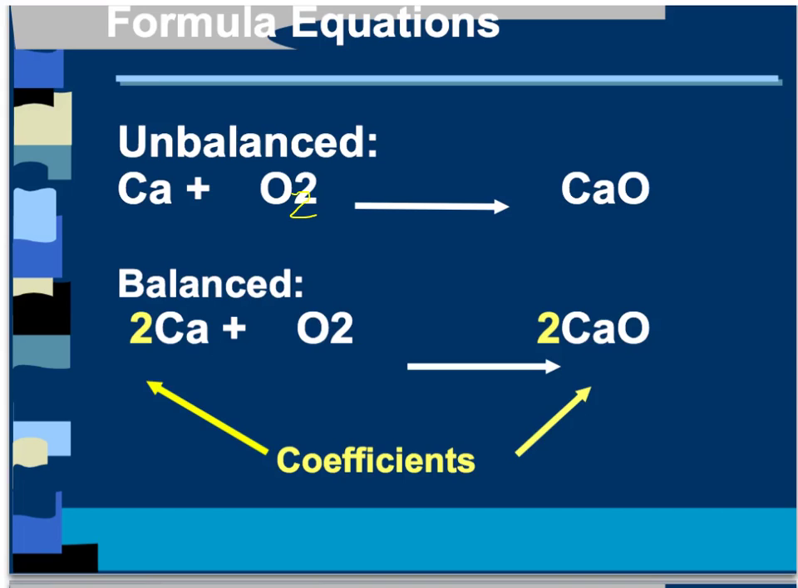We have two oxygens on this side and only one over here. So in order to get two oxygens on the product side, we need to put the 2 in the front. But now that's given us two calcium, so now we need to put a 2 over here.